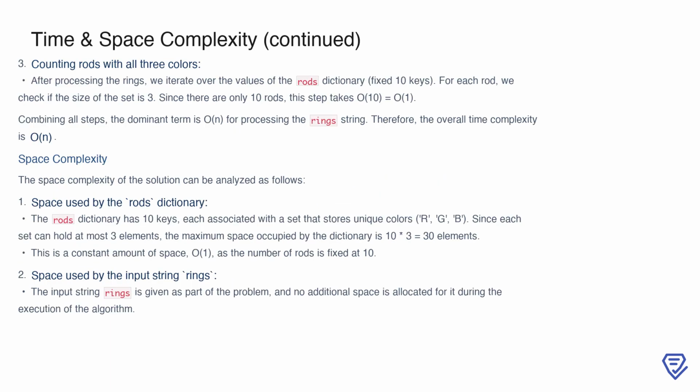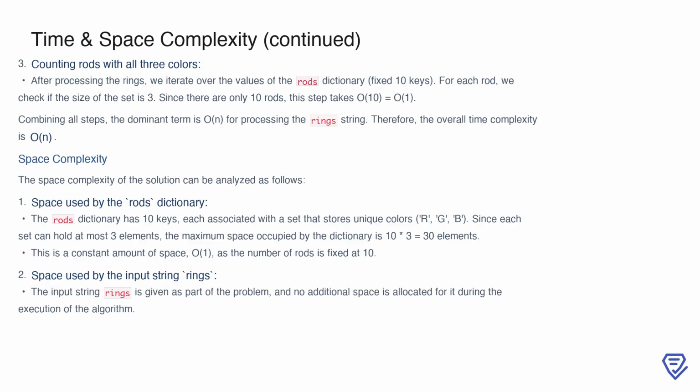After processing the string, we count the rods that have all three colors. This involves iterating over the values of the rods dictionary. Since the dictionary always has 10 keys, this step involves a fixed number of iterations. For each rod, we simply check if its set contains exactly 3 elements, which is again an O(1) operation. As there are only 10 rods, this entire step takes O(10), which simplifies to O(1). Combining all the steps, the dominant term remains O(n) from processing the ring string. Thus, the overall time complexity of the solution is O(n).